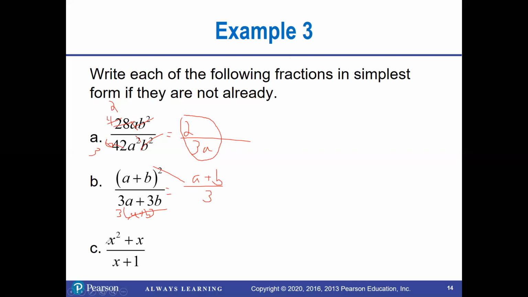And then finally, in C I have a GCF, so I take out an X times X plus 1, all over X plus 1. And those cancel, which leaves me with X. Okay? So there are different ways you can deal with these.